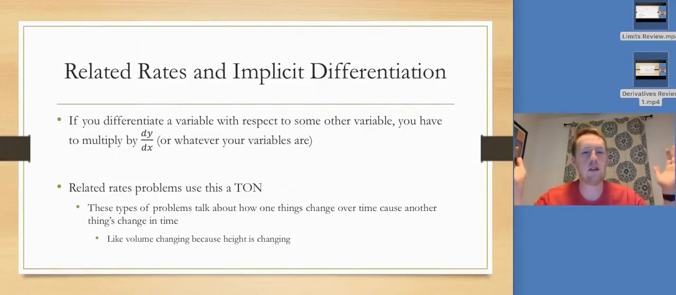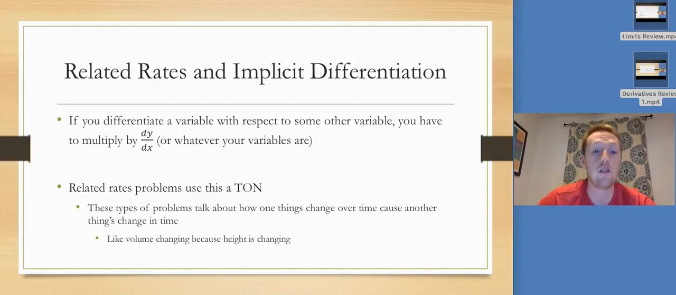That's it for graphs and stuff. So we're doing related rates and implicit differentiation now. I know it's your guys' favorite. You differentiate a variable with respect to some other variable, you have to multiply by dy dx, or maybe dv dt or something like that. It's just, you have to multiply by the derivative.